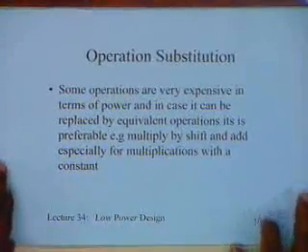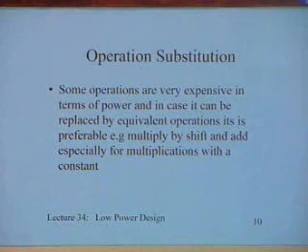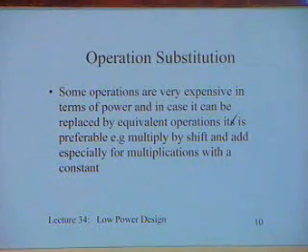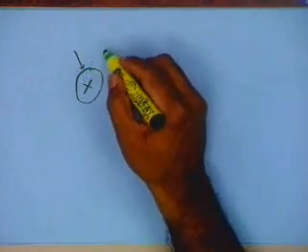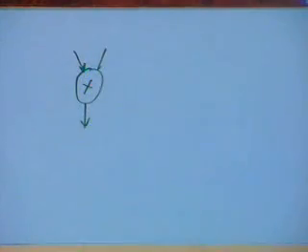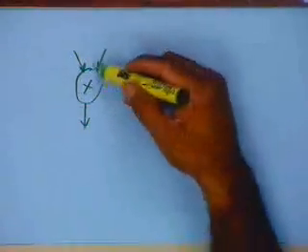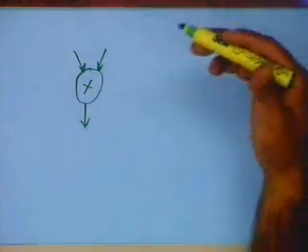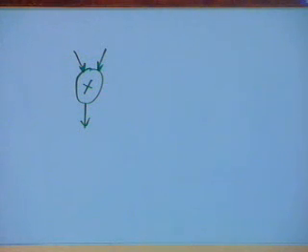Operation substitution. Some operations are very expensive in terms of power, and in case they can be replaced by equivalent operations, it is preferable. For example, a very key operation in most digital signal processing applications is the multiply operation. If you look into the combinational circuit that does multiplication, you are implementing it as a set of adders, whatever the type of adders, either ripple carry adders or carry save adders and so on.